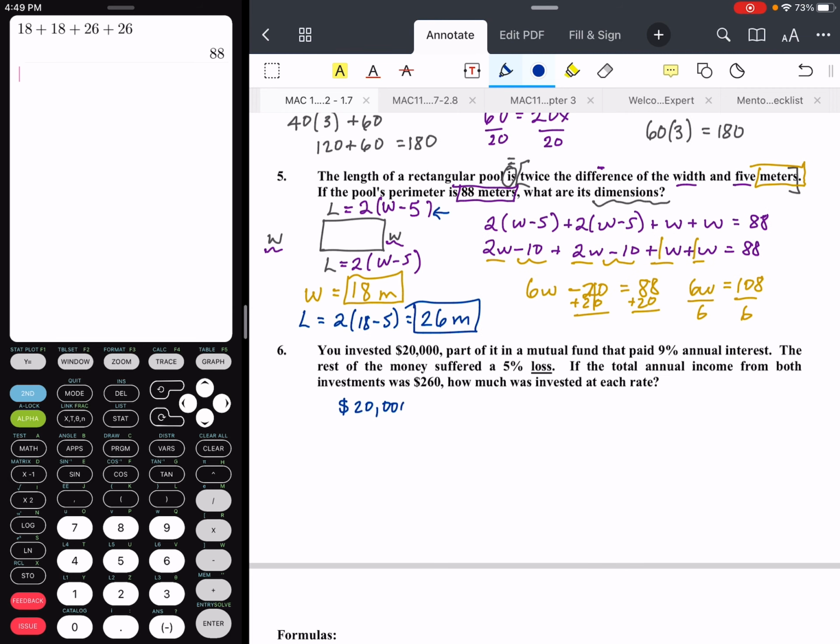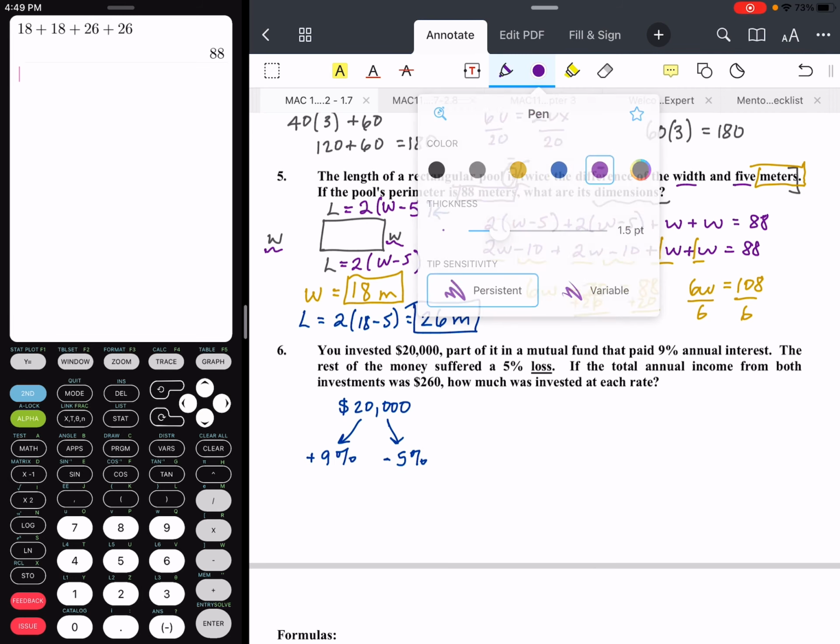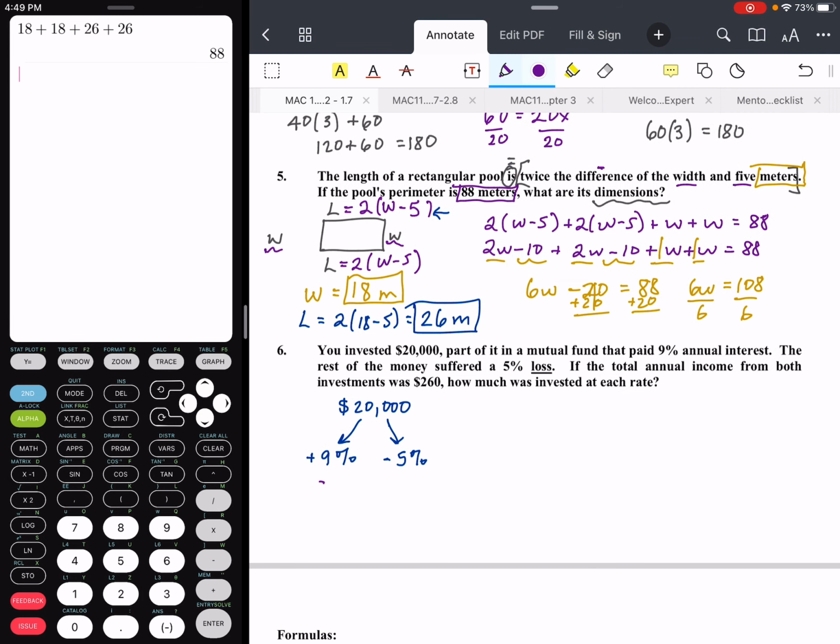Okay, so we've got just a spare $20,000 sitting around, as we all do, am I right? Just kidding.